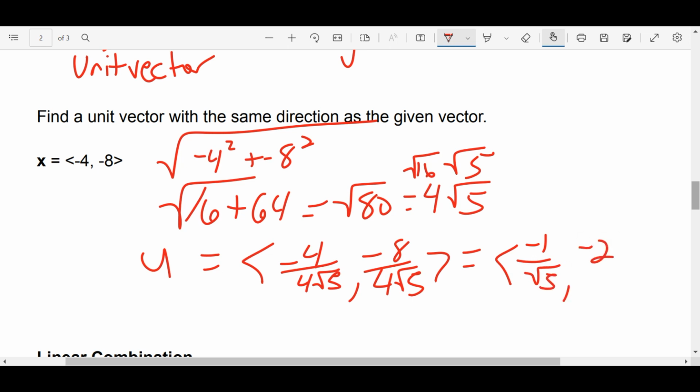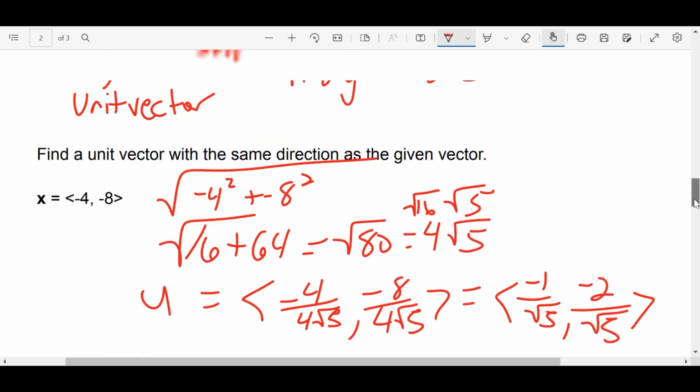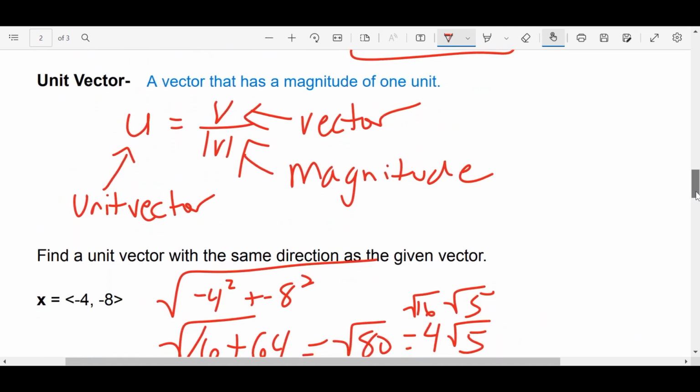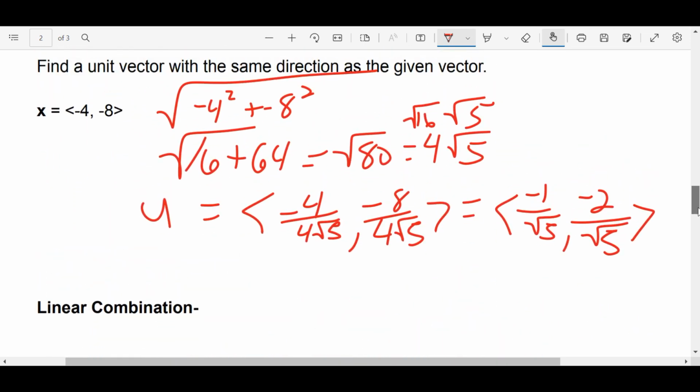And negative 8 divided by 4 is negative 2. So negative 2 over root 5. And to reiterate the definition from earlier, if you were to square the first term and the second term and add them up, the square root of that will be 1, which is how you find your magnitude, right? Because as you saw in the definition, a unit vector is a vector that has a magnitude of 1. So if you were to find the magnitude of these values right here, it would be 1.